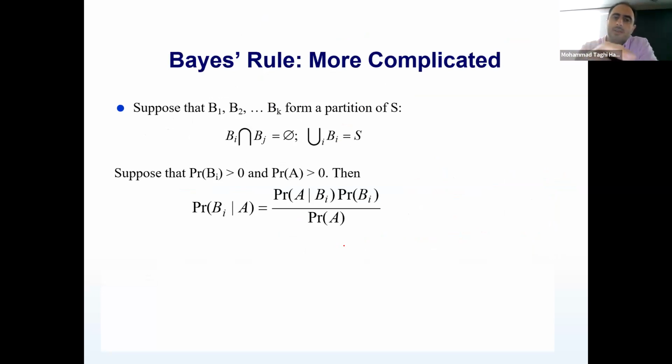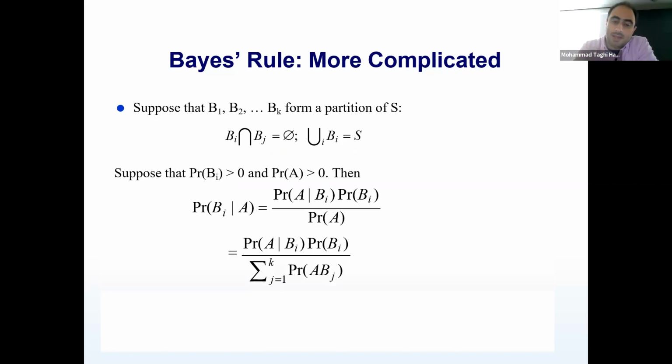There's another one. It is a Bayes rule, which is a more complicated version. Suppose that B1, B2, up to BK form a partition of S. Partition means that they don't have any intersection and their union is equal to S. Then, assuming that the probability of B is greater than 0 and the probability of A is greater than 0, we have the probability of Bi conditioned on A is equal to the probability of A conditioned on Bi times the probability of Bi over the probability of A. So far, the regular Bayes.